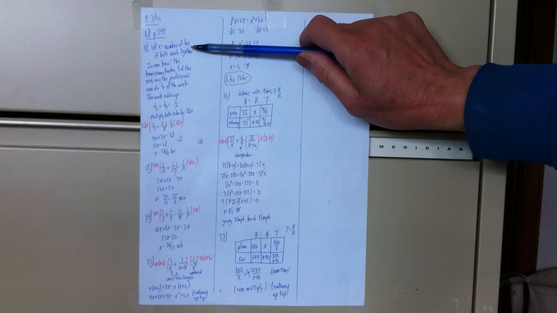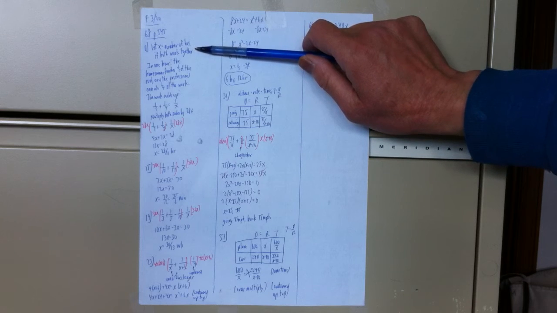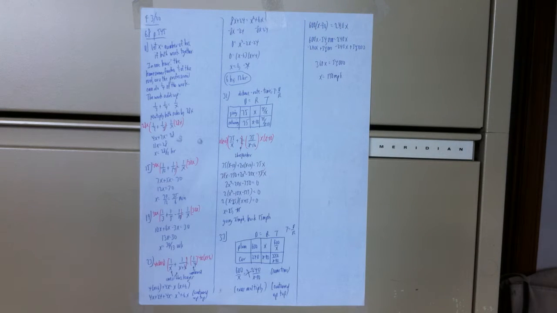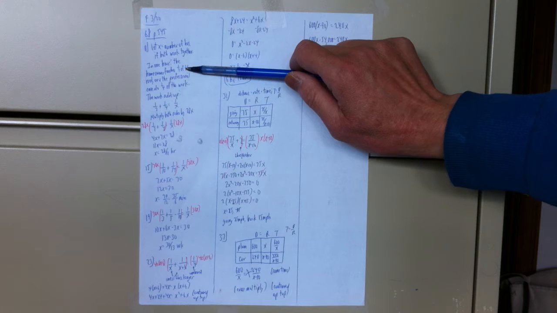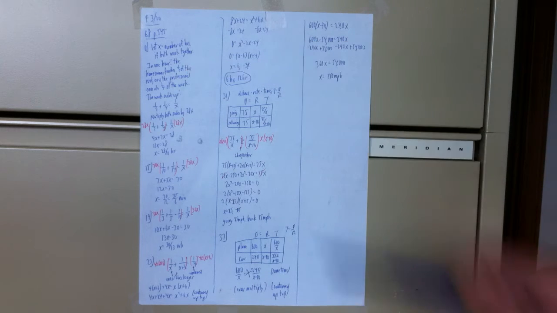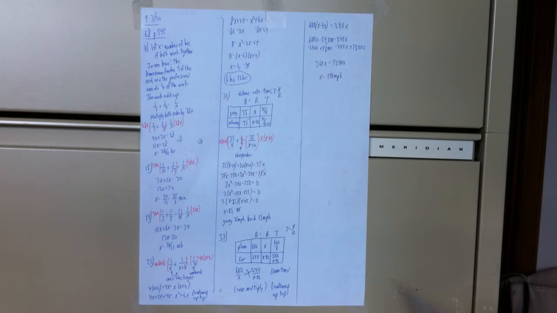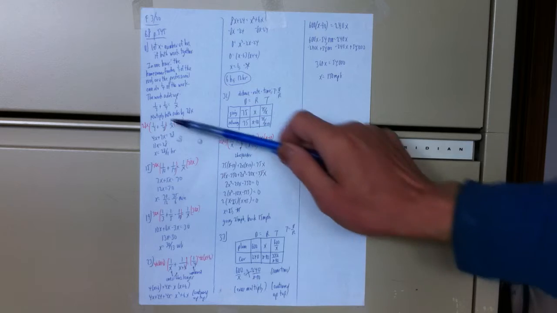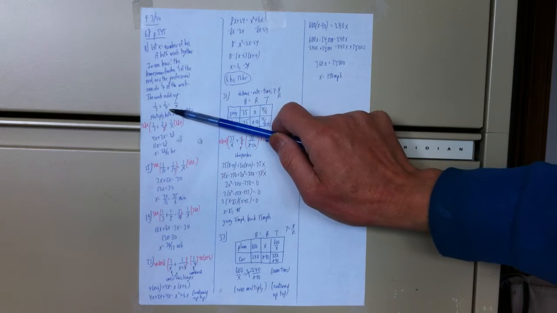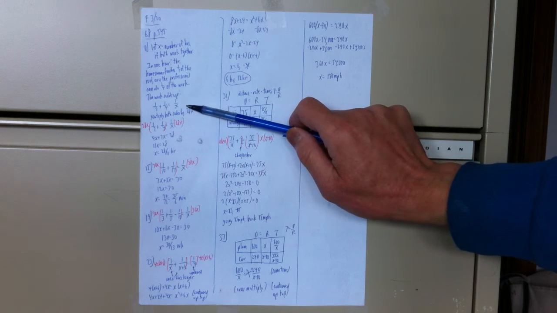So if we let x be the number of hours if both of them work together, then consider what happens in 1 hour. In 1 hour, the homeowner would finish 1/7 of the roof because it takes him 7 hours to do the entire job. And the professional would do 1/4 of the work because he can do the whole job in 4 hours. So 1/7 plus 1/4 equals 1 over x.